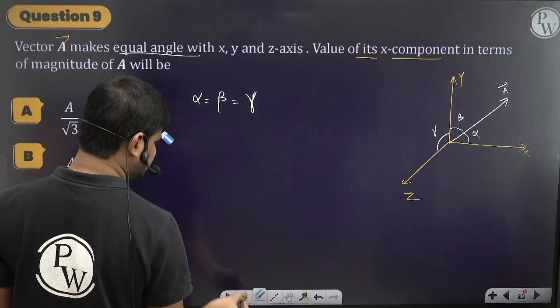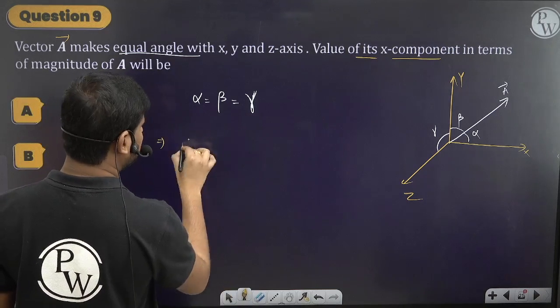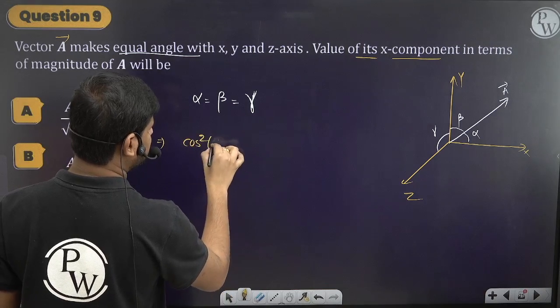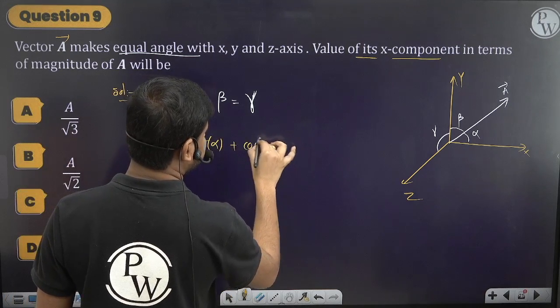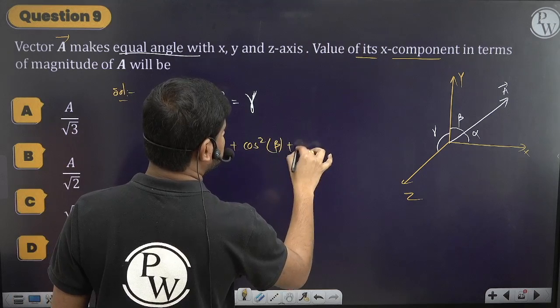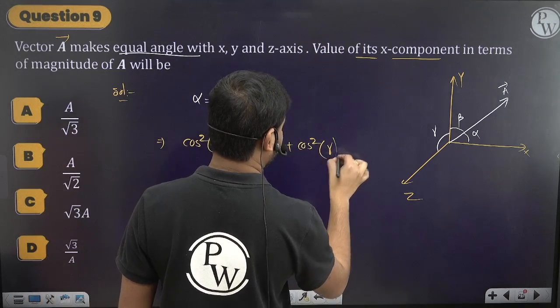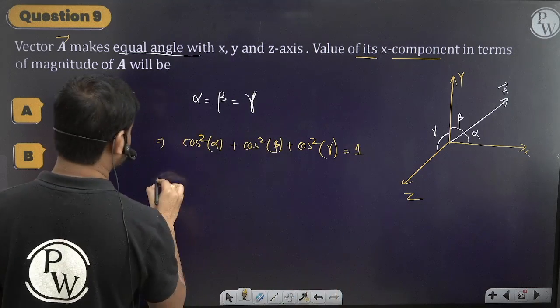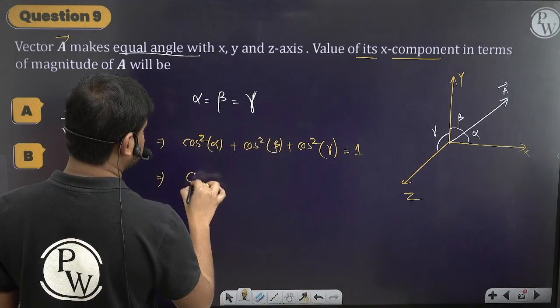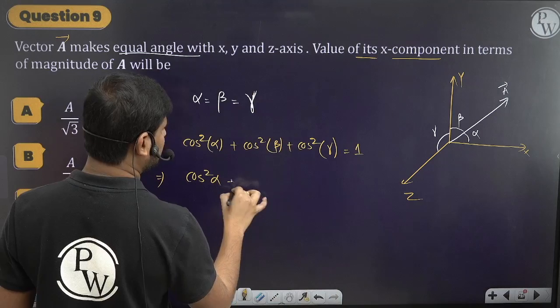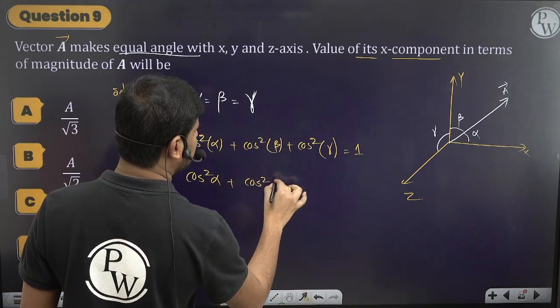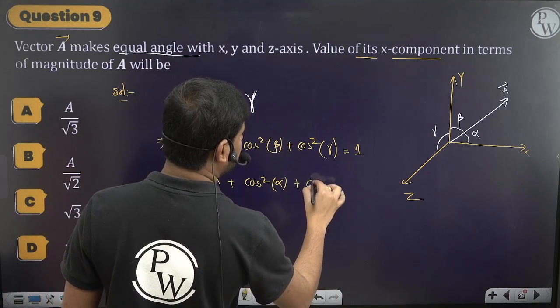The first thing is, we know that whenever three coordinate axis angles are known, cos square alpha plus cos square beta plus cos square gamma should be equal to 1. Yes or no? So from here, all three are equal. So shall I write cos square alpha in place of beta also? I will write alpha. In place of gamma also I will write alpha.